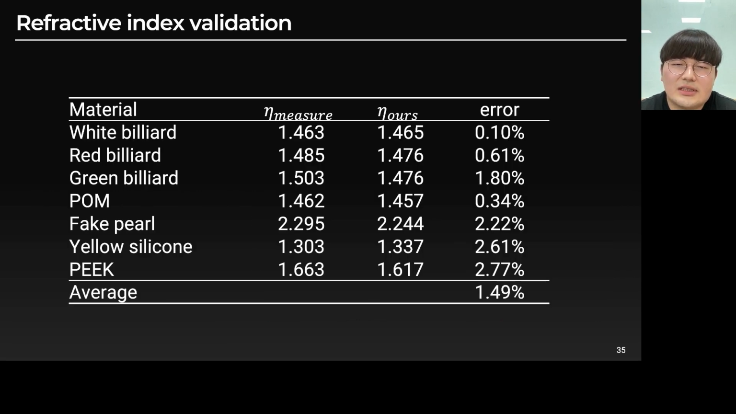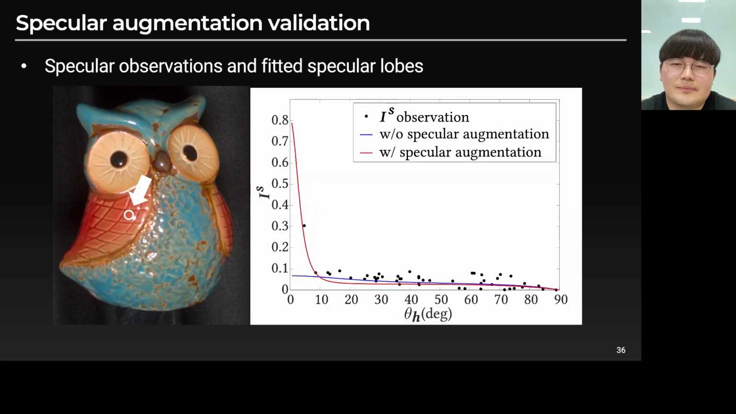This table shows the physically measured and the predicted refractive index values in the PBRDF dataset. While ours takes fewer samples, the estimated refractive index values are very close to physical measurement.